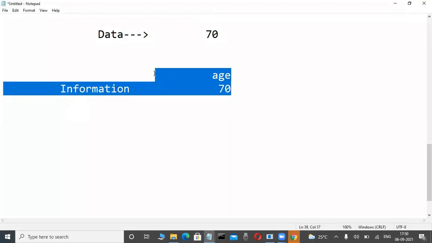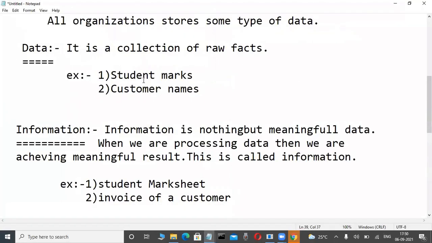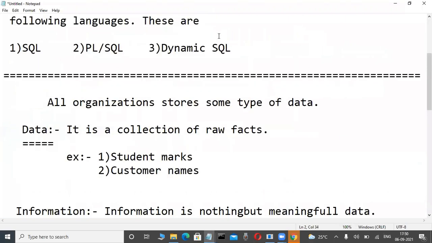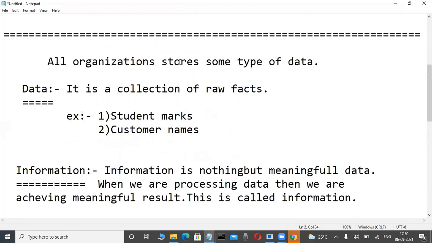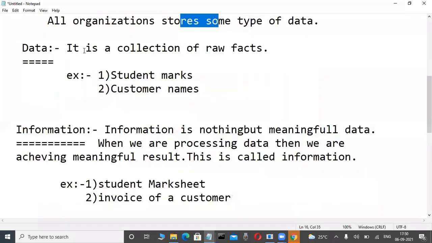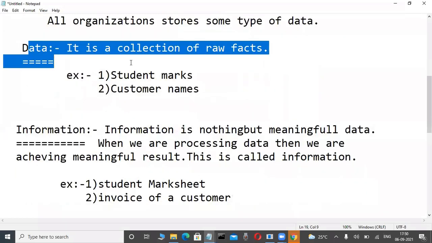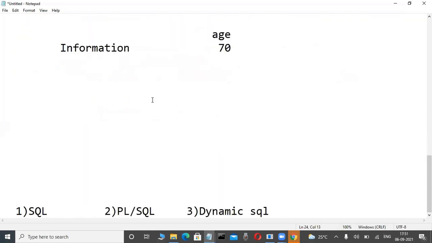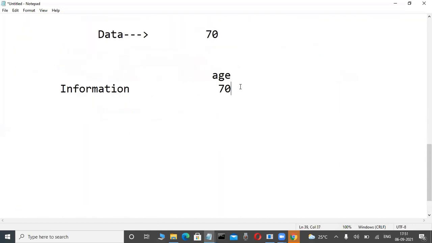We are not starting databases yet. That's why I'm just telling you, before we start these database software, in organizations there is data or information. What is data? It's a collection of raw facts, a collection of integers, a collection of strings. There is no meaning. Information means what? Meaningful data is called which one? Information. Okay? Up to now, is it understandable or not? Yes, here. Now check it out.